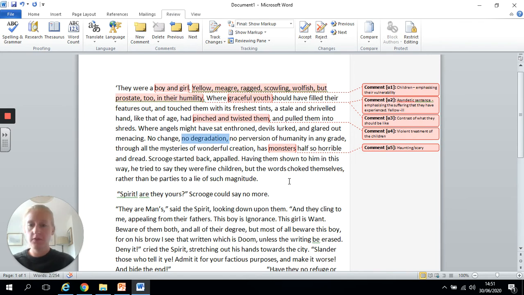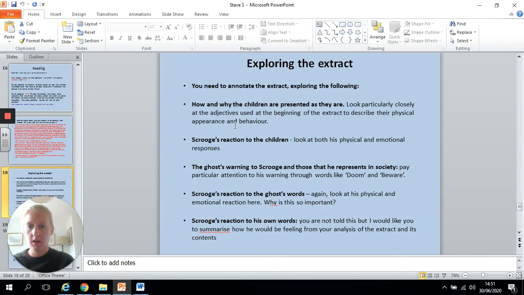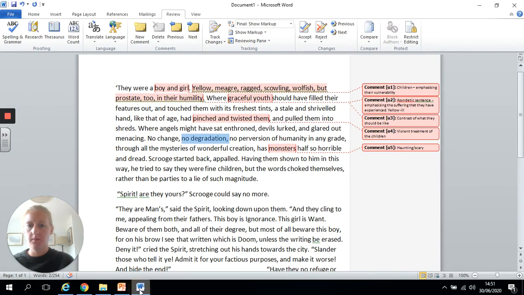Then if we go back to the PowerPoint for a moment, we've got a look at Scrooge's reaction, both his physical and his emotional. So look, he's appalled. If you're appalled, you're not just shocked. You're really quite traumatised by something. So he's physically revolted. He physically can't speak. The words choked themselves. He's literally speechless.